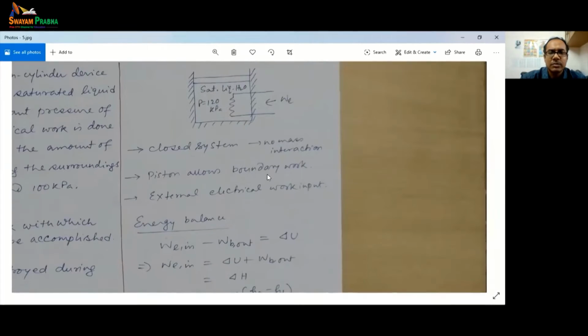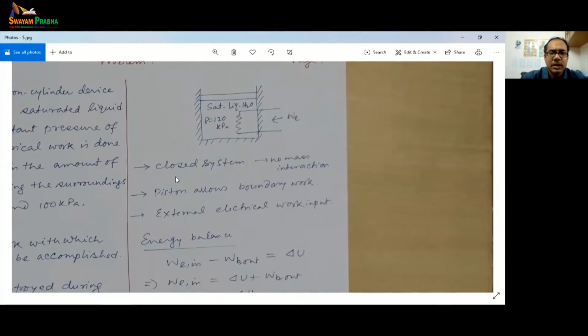The first observation on this system is that it's a closed system, and closed system means that there is no mass interaction. The piston is allowed to move up and down, so it allows the boundary work to be done, and the electrical work is coming in through this external electrical coil.